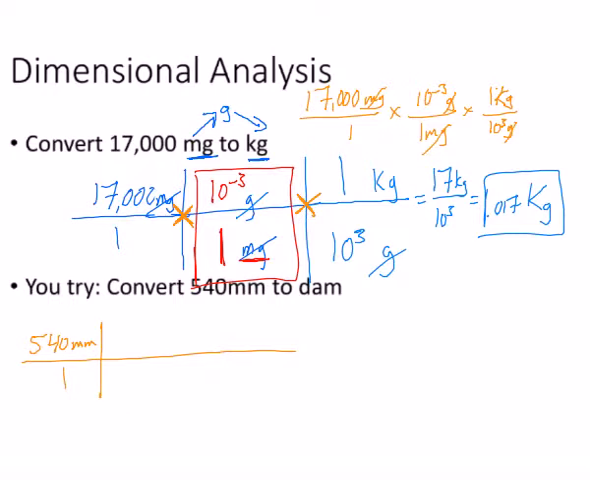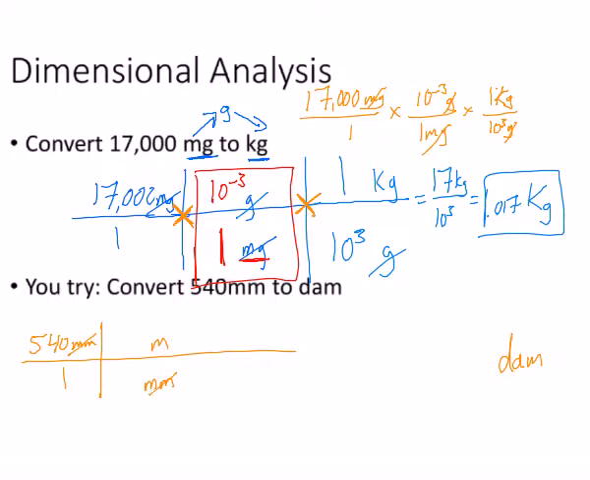Putting my 1 down there as a placeholder so I don't put anything else down there. No example we've done has anything below there. Okay? Then we're trying to get to decameters. So millimeters has to go on the bottom. Meters will go on the top. Millimeters will cancel out. One's on the top, one's on the bottom.